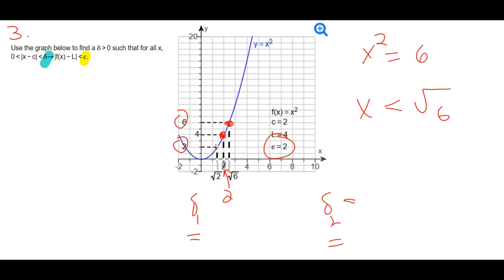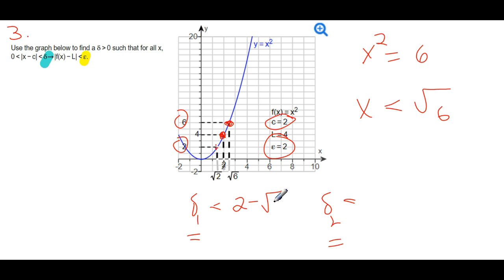Okay, so what is delta 1? What is delta 2? Well, they are how far these two numbers, square root of 2 and square root of 6, are from the number in the middle, the C. So how far are they? Well, the square root of 2 is smaller, and delta 1 and delta 2 are positive values. So that is 2 minus the square root of 2.